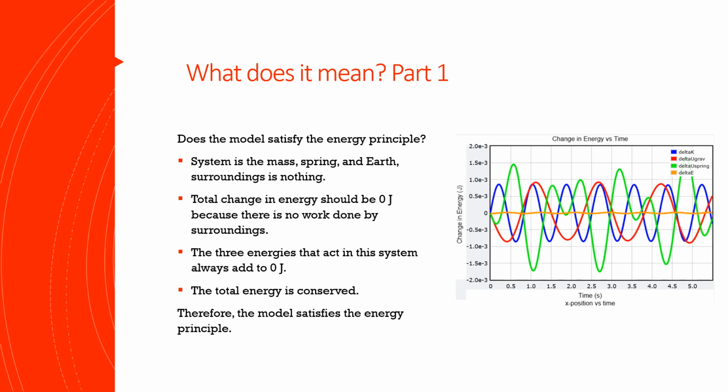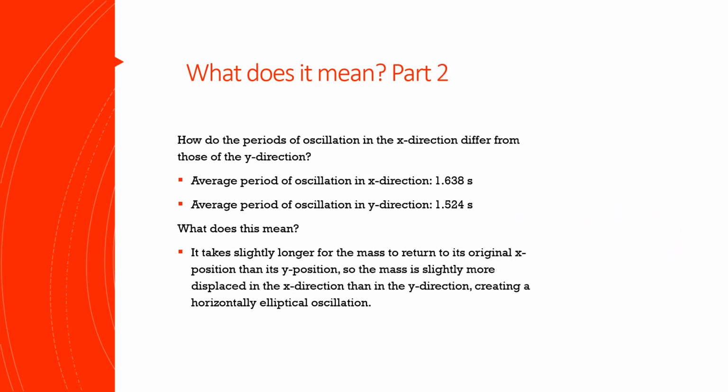Does the computational model satisfy the energy principle? To begin, it is important to reiterate that the system contains the mass, the spring, and the earth, while there is nothing in the surroundings. As a result, the surroundings do no work, and since the total energy of the system is conserved, according to the energy principle, the total energy should always be equal to 0 joules at any point in the model, as shown in the graph by the orange line. Therefore, the model satisfies the energy principle.